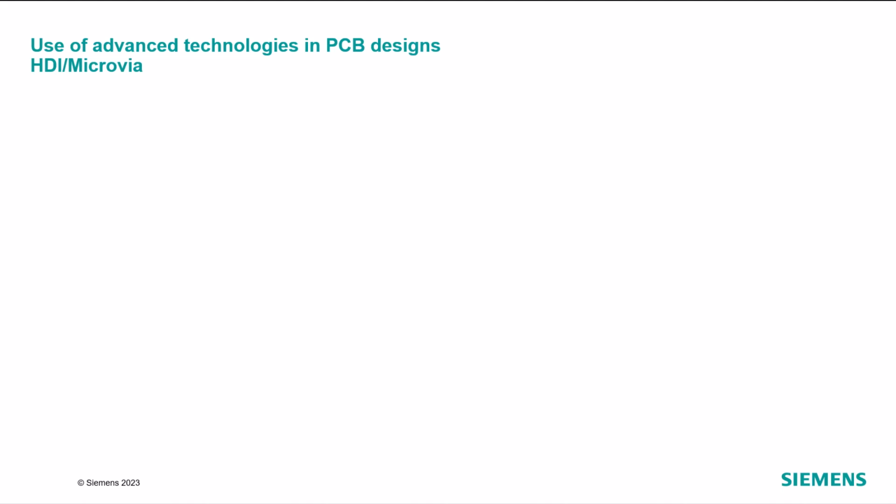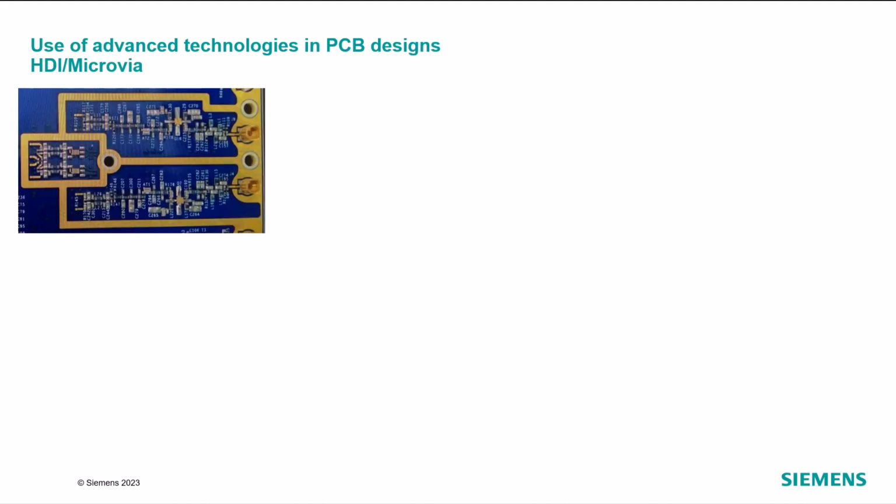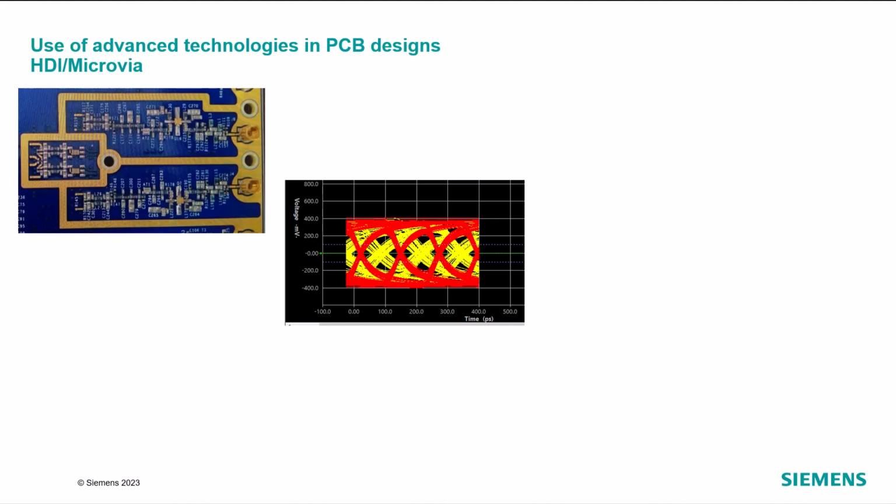HDI and microvias present many advantages for PCB design, such as miniaturization. These advancements in technologies enable the design of smaller and lighter electronics, making them suitable for applications where space is a premium, such as in smartphones or tablets and other portable gadgets. Signal integrity. The increased density of connections also enhances electrical performance and signal integrity in high-frequency applications. HDI helps in reducing signal distortion and electromagnetic interference, or EMI.